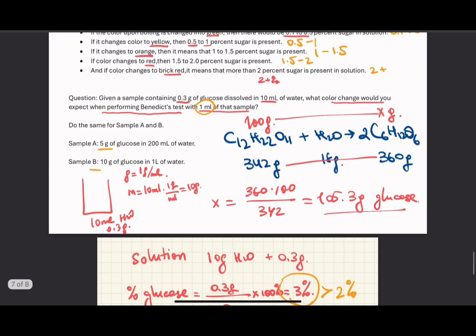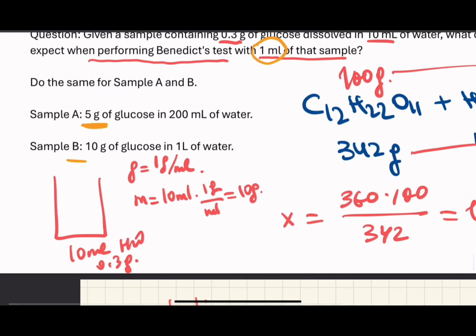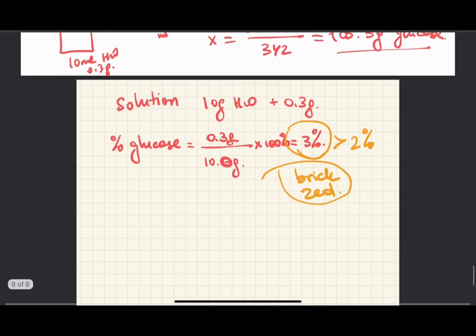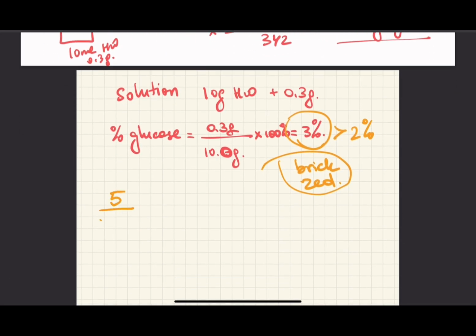Okay. Now we have in here 5 grams of glucose, 200 milliliters of water. It is just 200 gram. And then if you would do 5 over 200, if you want, you can do 205. It doesn't matter. It's not going to make a lot of difference in the color. So this would be 5 over 200 multiplied by 100. So this one is 2.5%.